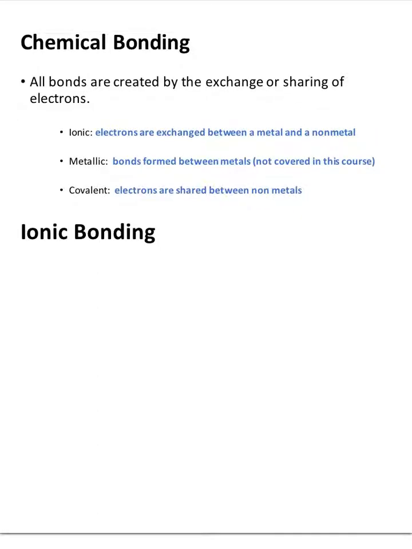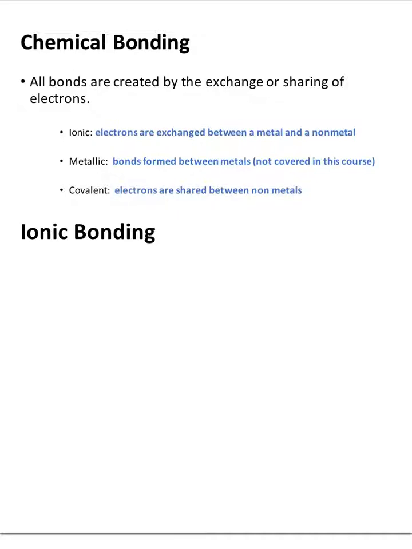So if we go through bonding and we try to define it, all bonds are formed or created by the exchange or sharing of electrons. And we have three main types of bonds that we talk about. The first type is when electrons are exchanged, which basically means something is going to give away an electron, something else is going to take on an electron. This type of bond is always formed between a metal and a non-metal. So something on the left-hand side of the periodic table and something on the right-hand side of the periodic table come together, exchange their electrons, and form a bond.